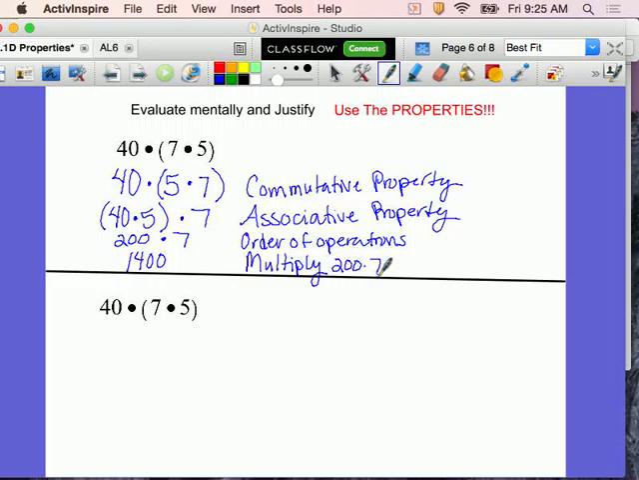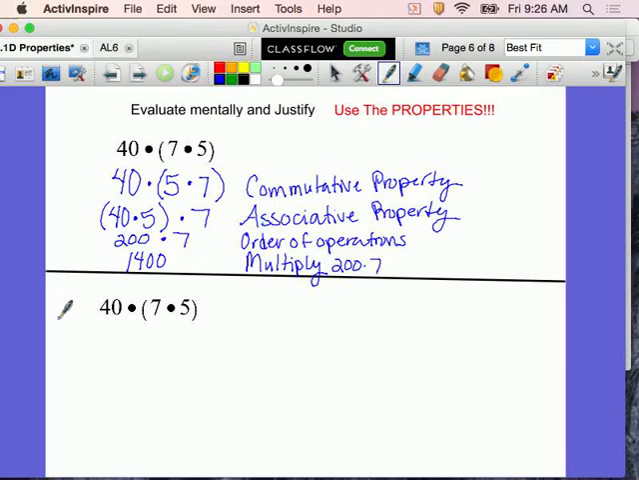200 times 7. Okay, so it's important that you use at least one property in each of these problems, showing how you would do it. And this is how I would do it in my head. Of course, it would go a lot faster if I did it in my head. But I'm proving to you, you're going to be proving to me how you would do it. There's more than one way to do it. So just keep in mind, as long as you're using one of the properties correctly, you are fine.